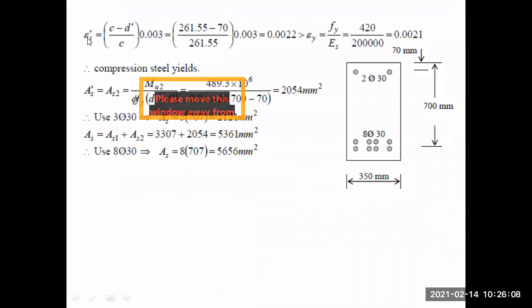So once we know about the strain, how much strain we do have, it's 0.0022, which is more than the yield, because the yielding one is Fy over the modulus of elasticity of steel. Then we get 0.0021, which is less than the actual strain, that means it has exceeded the yield, so it's yielding. So once yielding, AS prime is equal to AS2. That makes things easier. We don't need to calculate for AS prime. We get AS prime equal to AS2.